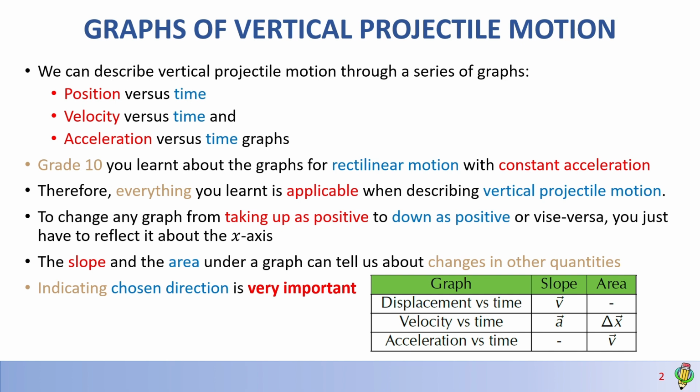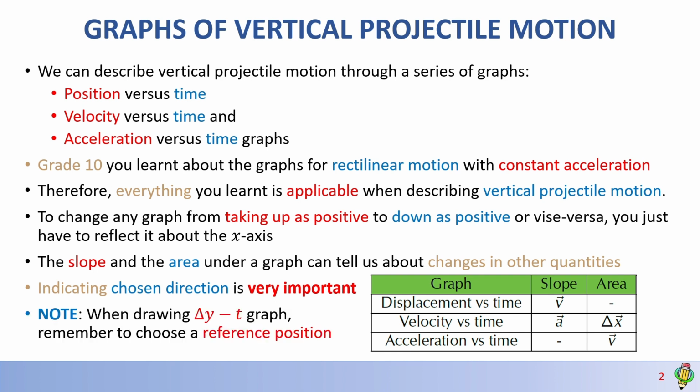It is very important to choose the direction when drawing a vertical projectile motion graph, and you always have to indicate whether you took up as positive or down as positive in your answer. Please note that when drawing a displacement time graph, you have to remember to choose a reference position. Sometimes in a question they tell you to choose the ground, for example, as the reference. But remember to indicate that because your reference position is always going to be your 0 displacement.